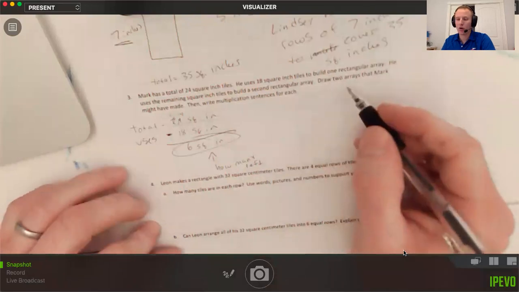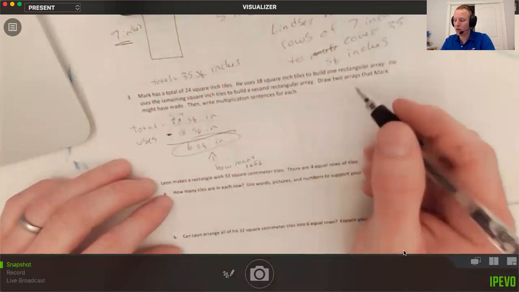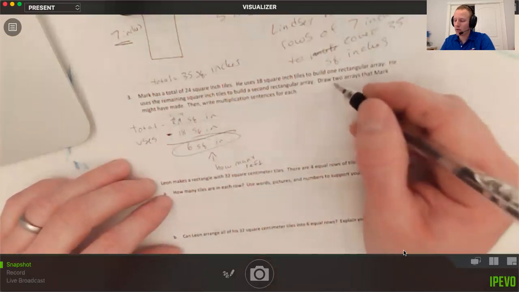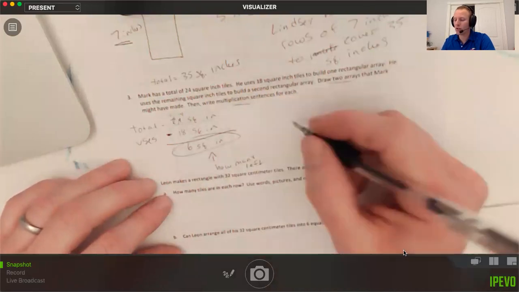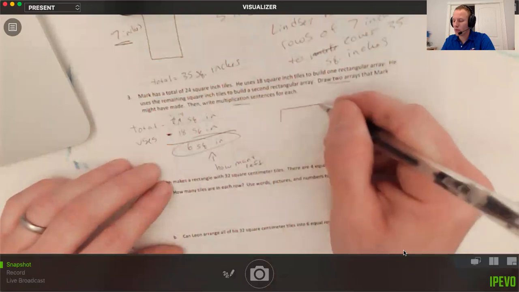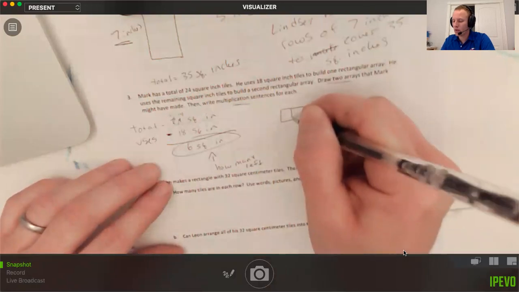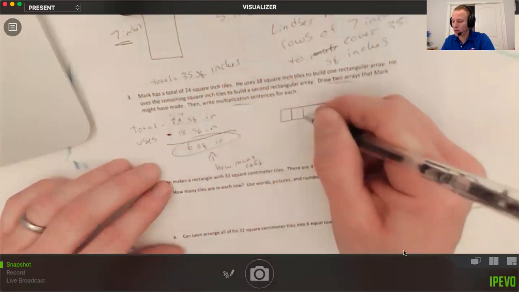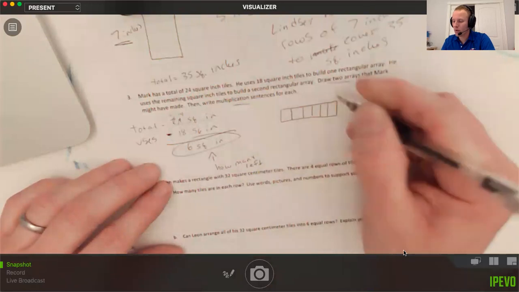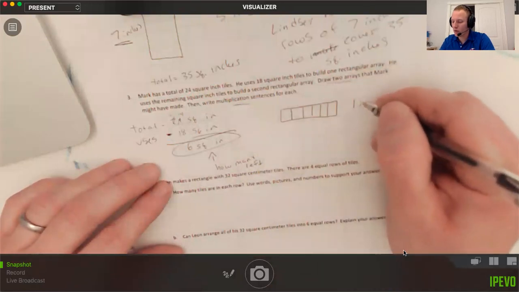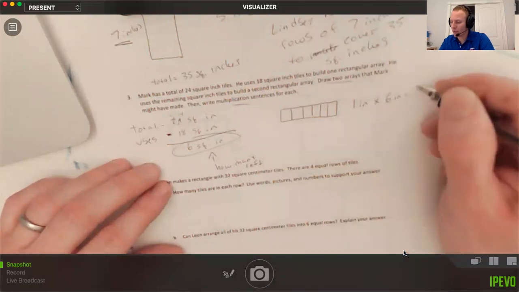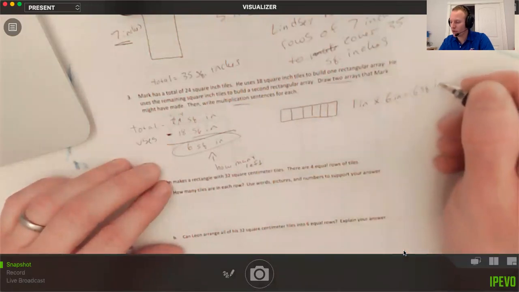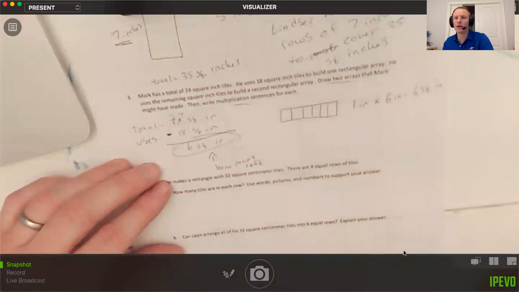And then don't forget the most important part, right? There's 2 other parts of this problem. Draw 2 arrays and then write multiplication sentences for them. So one array might be I have 6 square inches, so 2, 3, 4. I'd write 1 inch times 6 inches equals 6 square inches. Label your work. It's not correct if it's not labeled.